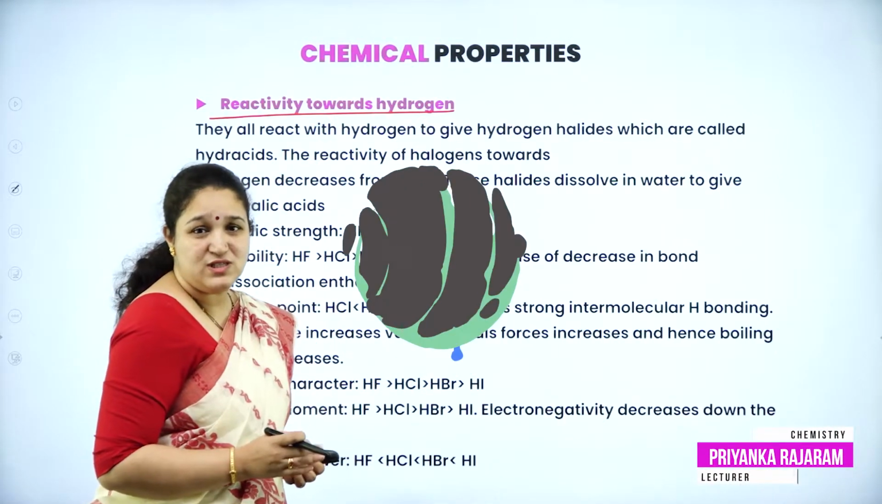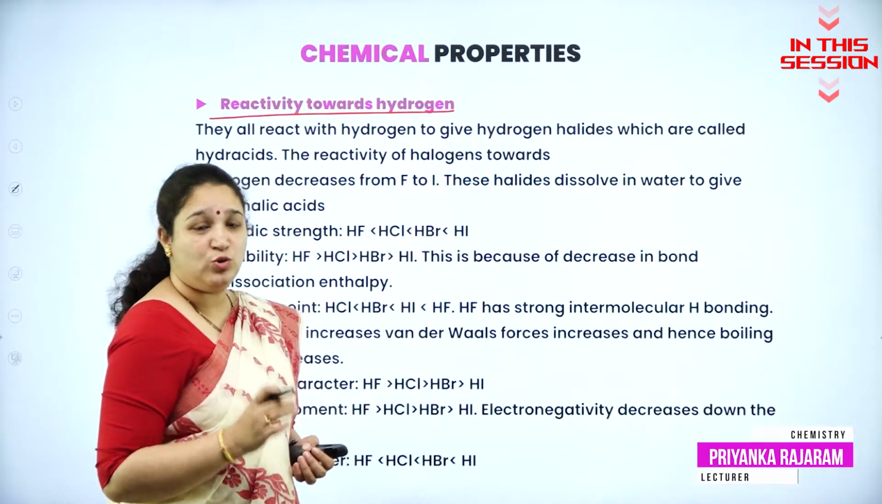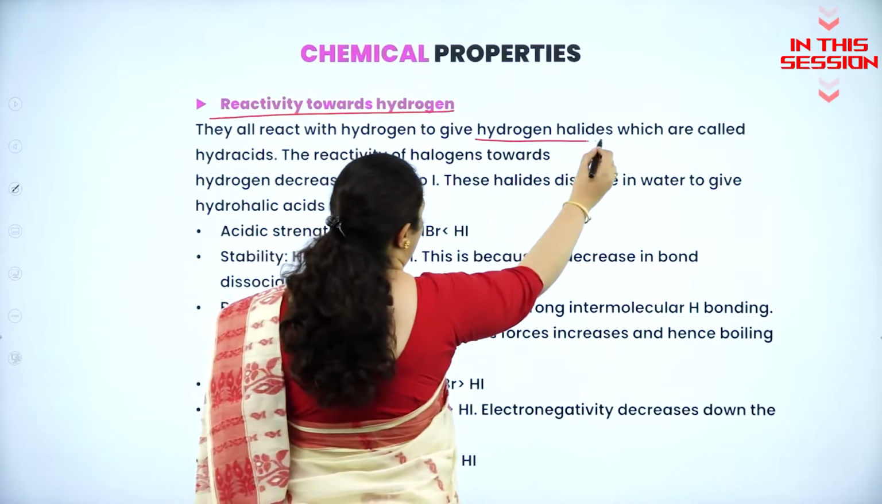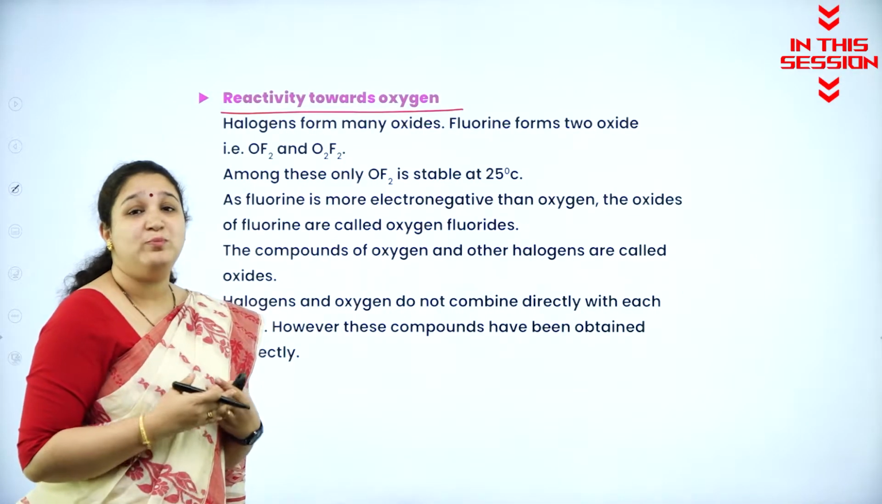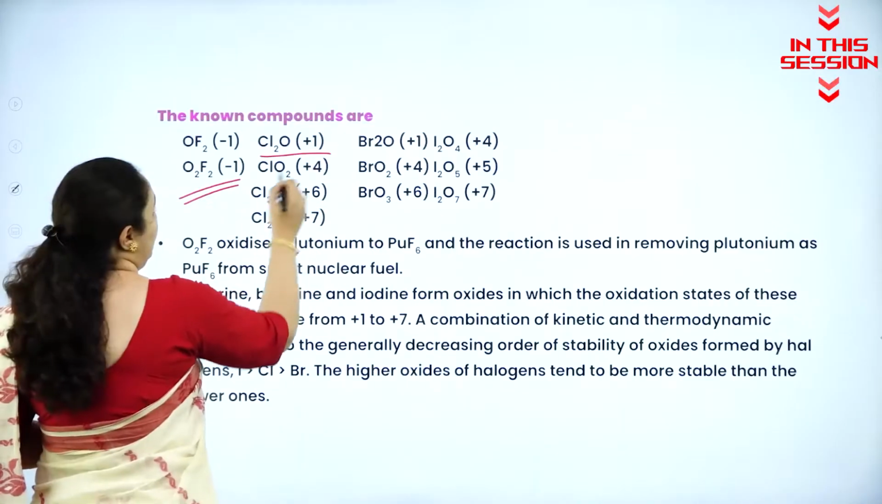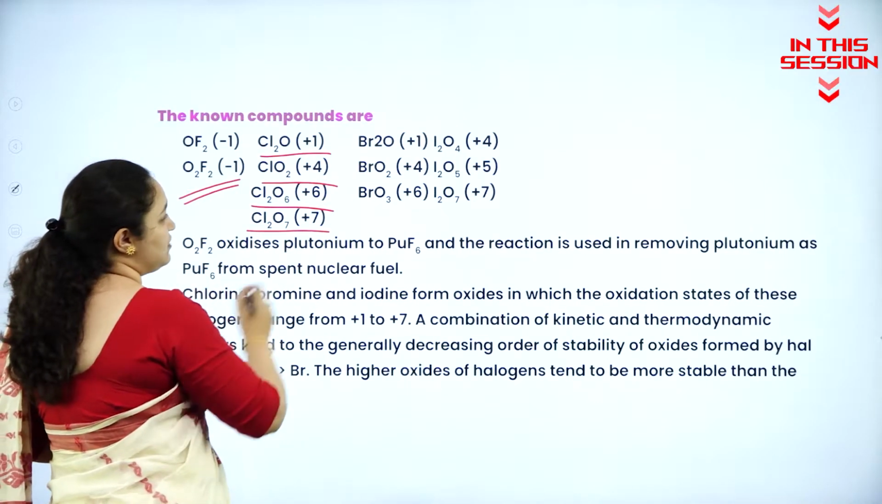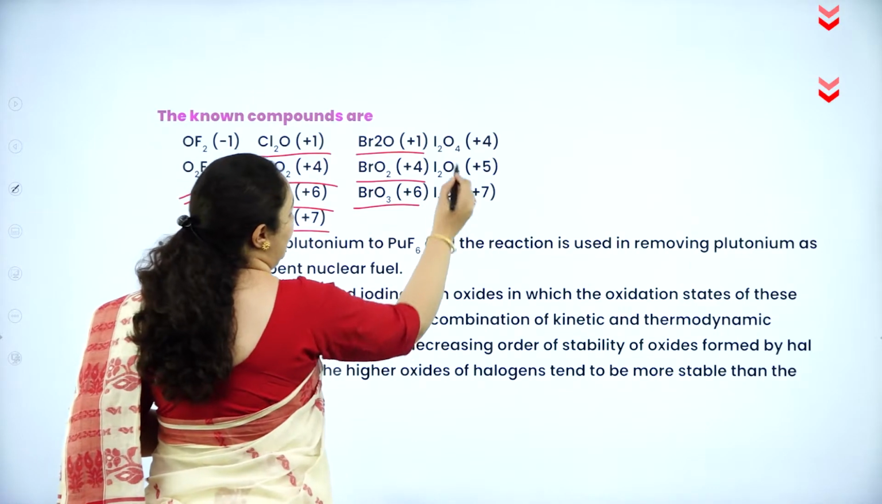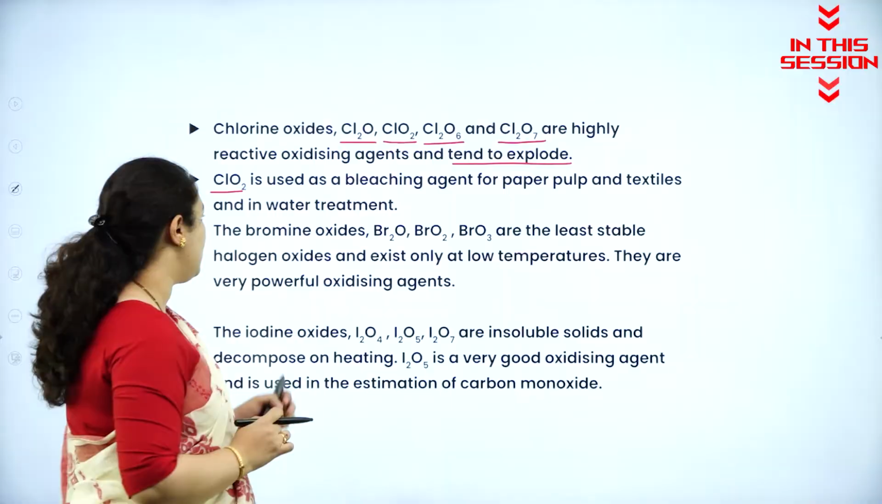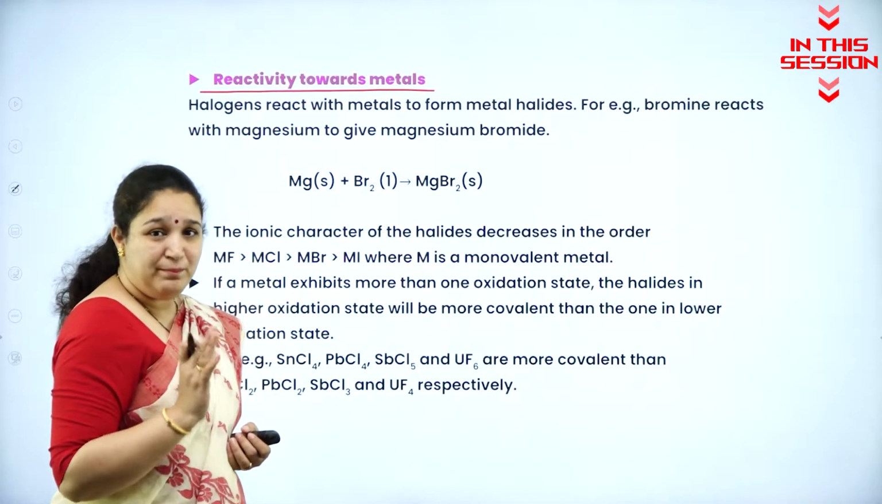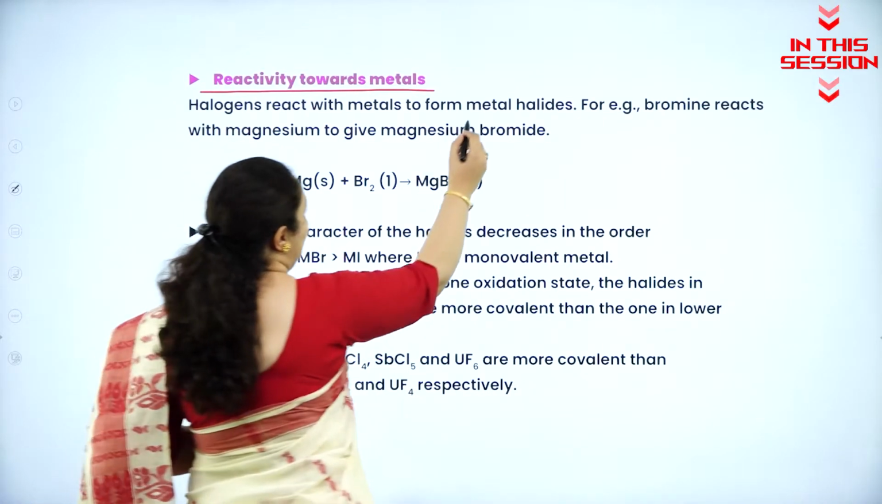All halogens react with hydrogen to form hydrogen halides. Here all the halogens react with oxygen to form different oxides. Chlorine will form 4 different types of oxides. Bromine will form 3. ClO2 is used as a bleaching agent in paper pulp industries. Halogens react with the metal to form metal halides.